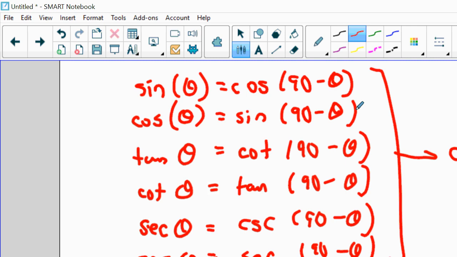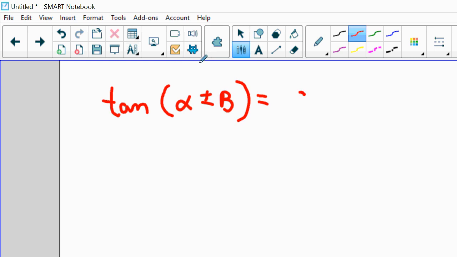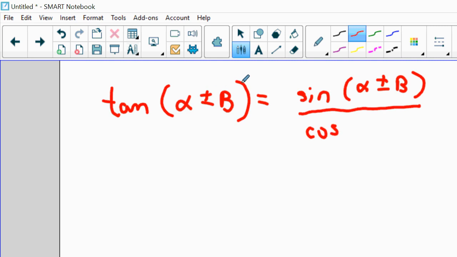All right. So, what does the book have for me? I'm looking through the book and it's not doing a lot for me, except they go right into what is tangent of alpha plus or minus beta. Well, that's sine of alpha plus or minus beta over cosine of alpha plus or minus beta.